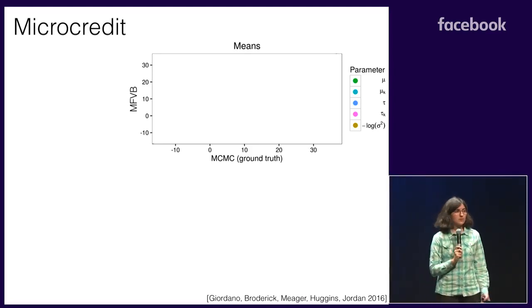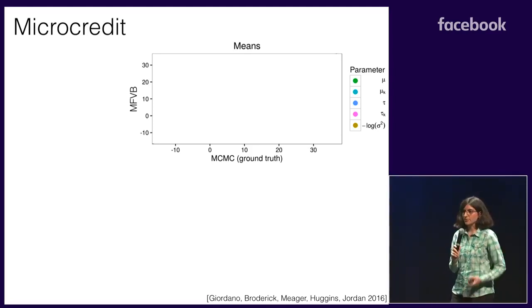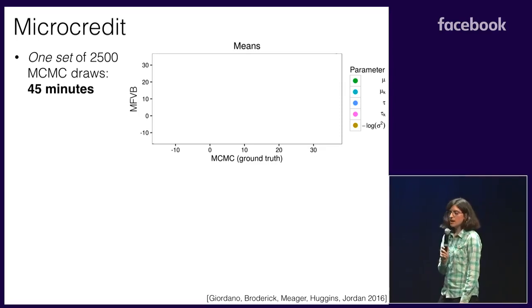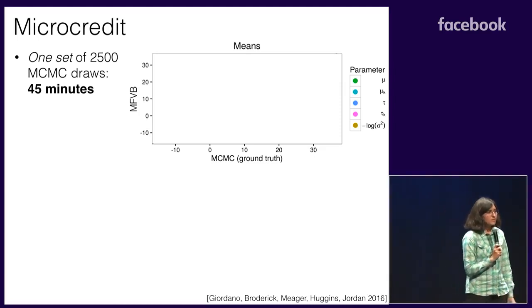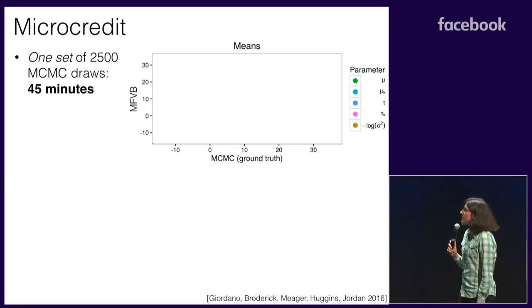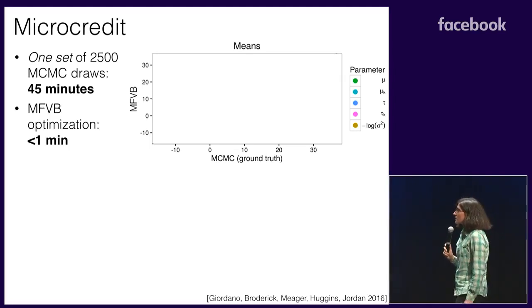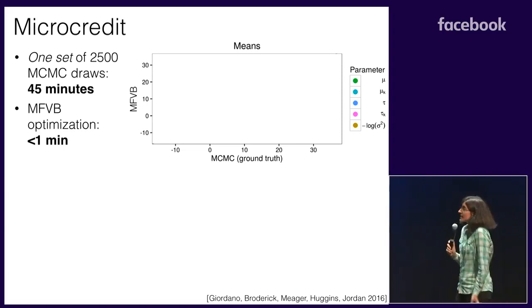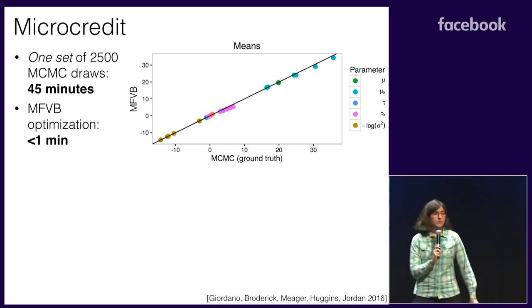Now, of course, eventually we'd like to not have to run Markov-Chain Monte Carlo. We'd like to have something that's just very fast that we can run on its own. Even in this case, if we use state-of-the-art Markov-Chain Monte Carlo probabilistic programming language, and we're very careful about how we set up the problem, it takes on the order of 45 minutes to get 2,500 draws, whereas mean field variational Bayes optimization takes far less than a minute. And so we'd like to be able to just run mean field variational Bayes. And in this case, things look pretty good.